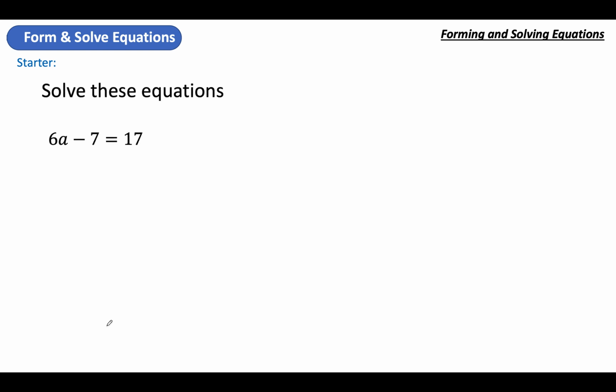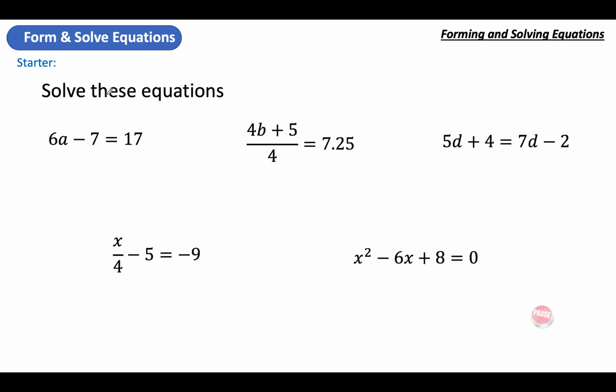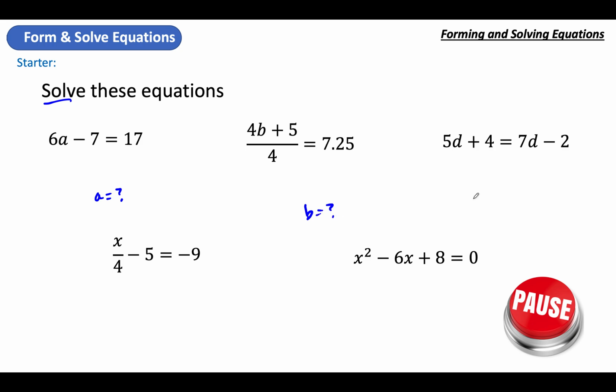Let's get some questions up. So first things first, we're going to just do some ordinary solving of equations. For example, the first one would be at the end, a equals something. You've got to find the value of the missing letter. That's what solve means. So this one would be b equals something. This will be d equals something, and so on.